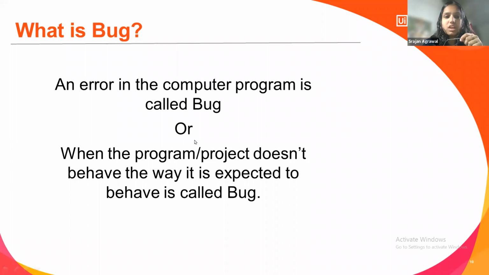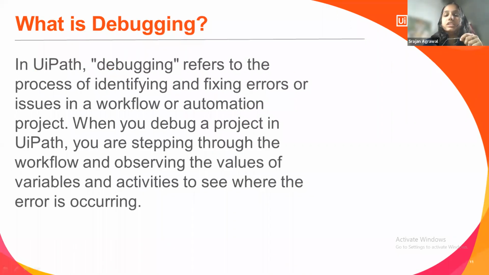So I think it's more than enough for this. Let's move to the next. What is debugging? This is the main topic of today's session. In UiPath, let me read the context first, which is written on the screen. In UiPath, debugging refers to the process of identifying and fixing errors or issues in a workflow or automation. When you debug a project in UiPath, you are stepping through the workflow and observing the values of variables and activities. If you have worked in any other programming language, then you have definitely come across that word, which is debugging.